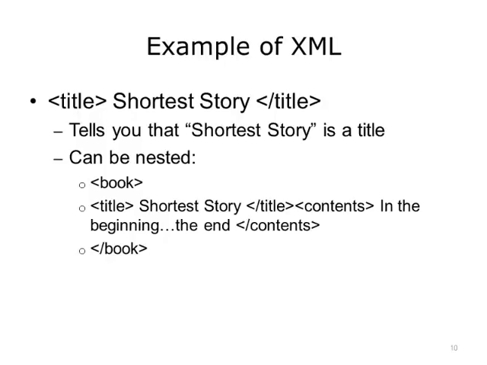Tagging can also be nested. For example, in between these tags for book, you will know this is going to be about a book and that a book has two parts to it, a title and contents.